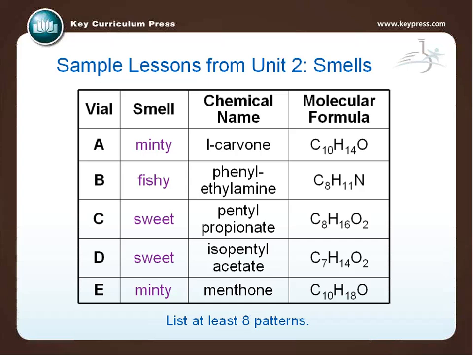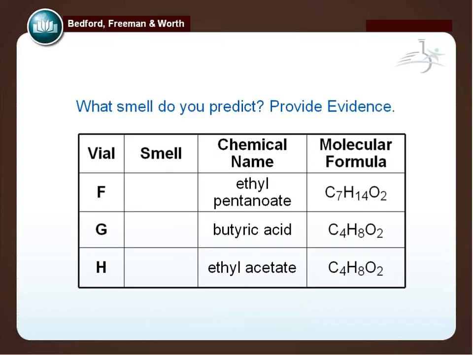So then they've made a hypothesis. And now I'm going to give you some new ones. There they are, F, G, and H. How do you think they smell? Well, they must be sweet. And what's even worse, look at these 2. So some student will go, you made a mistake.